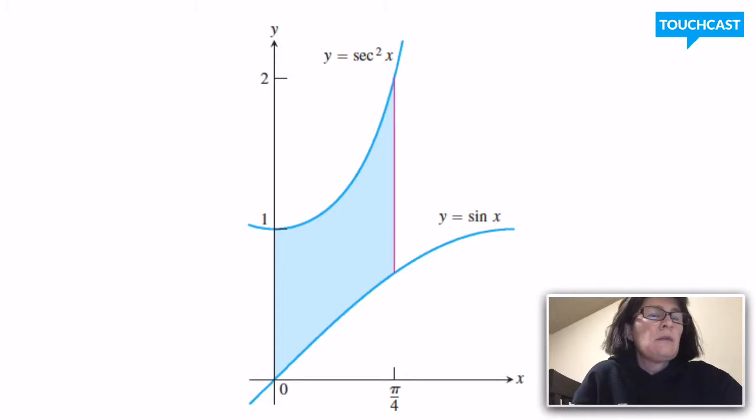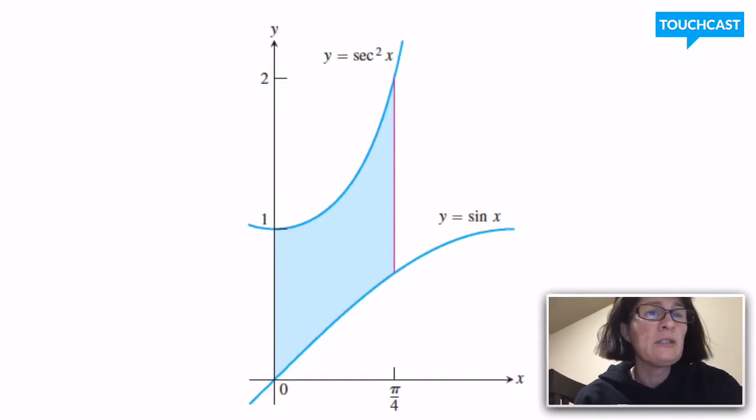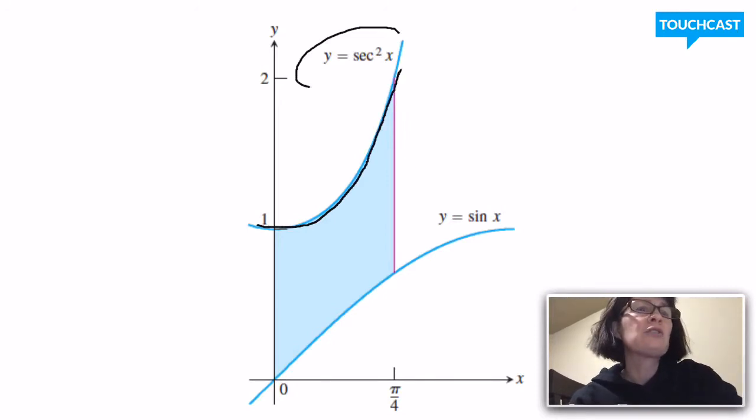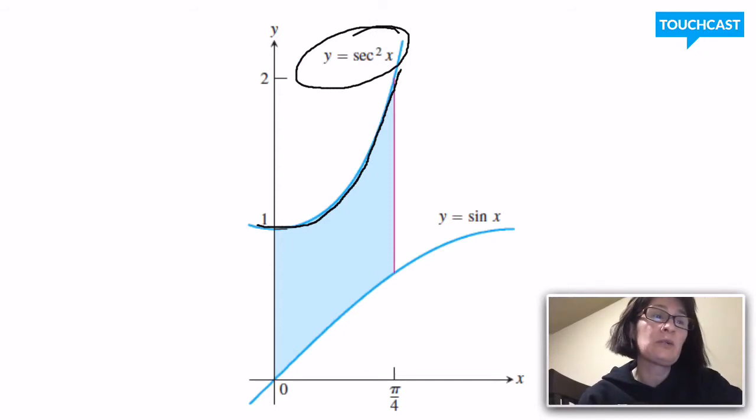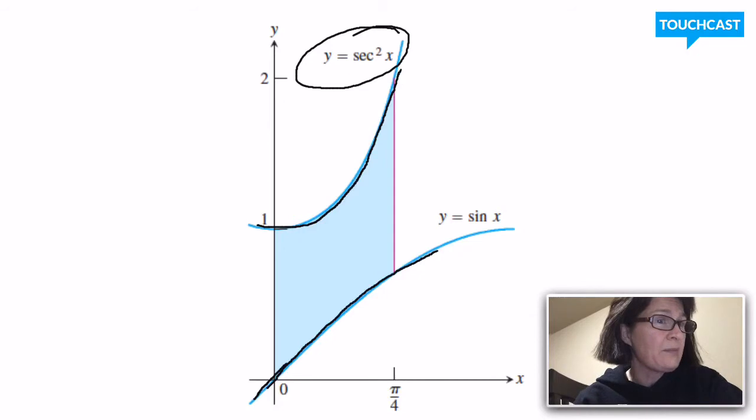So we can just notice before we move on to the next example, this works, that integral that I wrote works as a model for this area because the upper boundary of this blue shaded region is, if I trace along it, the whole time I was tracing along this curve, y equals secant squared of x. And if I traced along the bottom boundary of this curve, the whole time that I was tracing that, I was tracing on y equals sine of x.